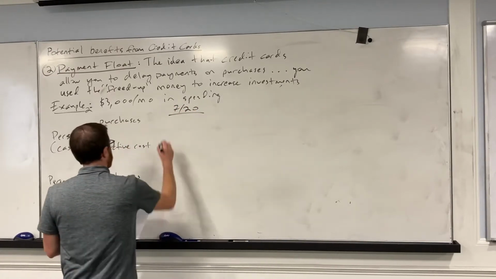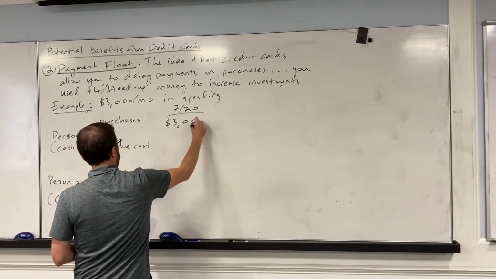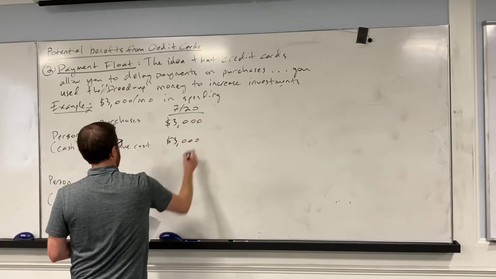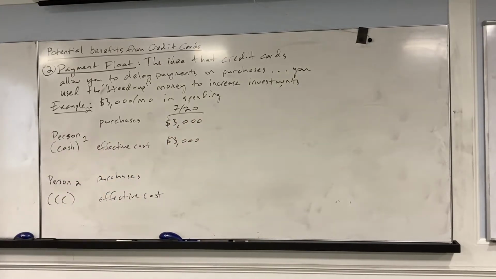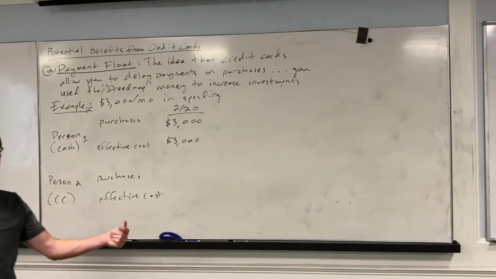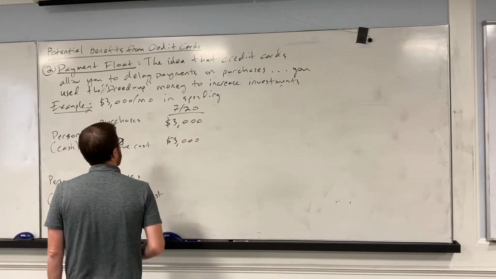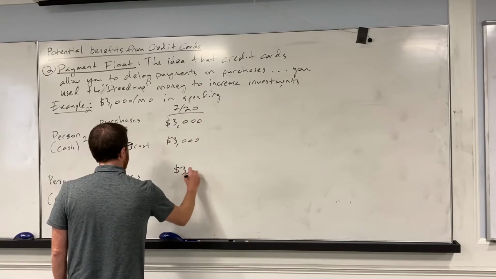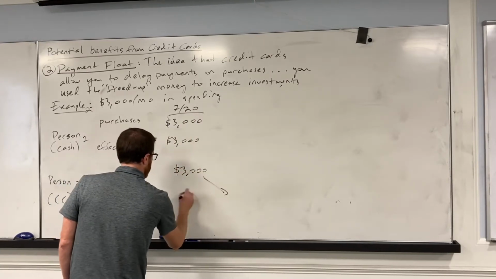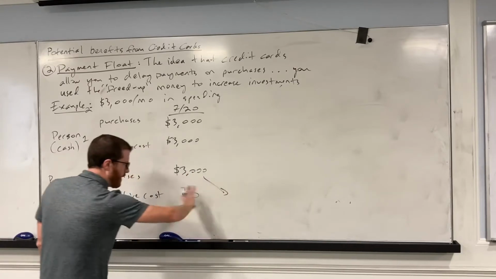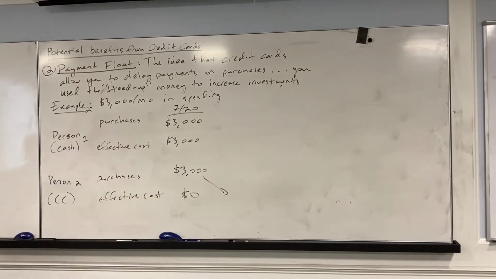It's July 2020. The person with cash makes $3,000 in purchases. The person immediately pays it off because that's how cash works, right? You pay for it as soon as you buy it. With credit cards, however, July 2020, you make $3,000 in purchases, but you do not pay for them now because it gets kicked forward 1 month into the future.